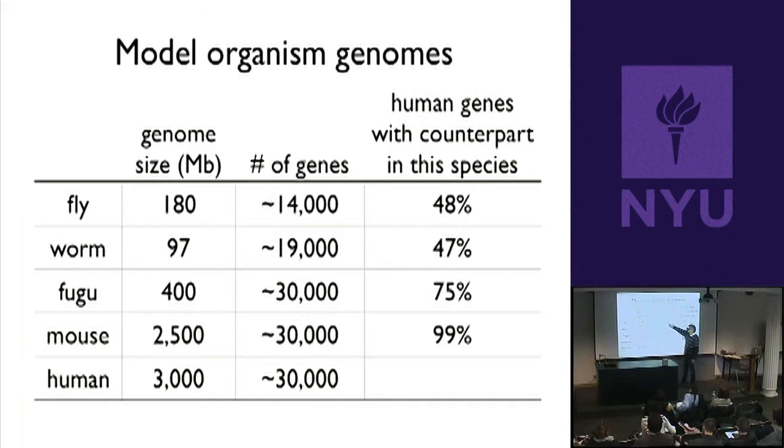The other two species I showed you, the fly and the worm, have small genomes. The fly has about 180 million bases, the worm about half as big, 97 million bases. But look, the fly is only about half the genome size of fugu. So it doesn't take a much bigger genome to make a vertebrate than it does to make a fly. And in fact, some invertebrate species have much bigger genomes than vertebrates. Flies and worms have on the order of 15 to 20,000 genes.